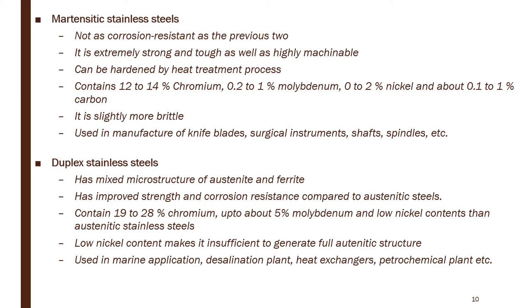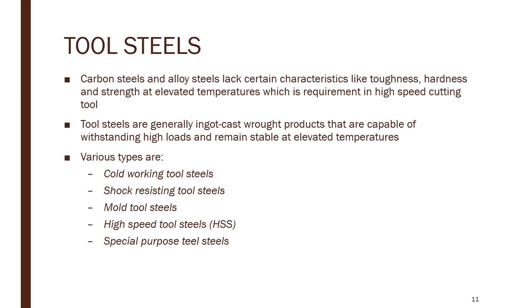This is about stainless steels. Next are the tool steels. Carbon steels and alloy steels, which you have already seen, lack certain characteristics like toughness, hardness, and strength at elevated temperature, which is the primary requirement in high speed cutting tool applications. In that case, tool steels are required, which are generally ingot cast or wrought products capable of withstanding high loads and remaining stable at elevated temperatures.